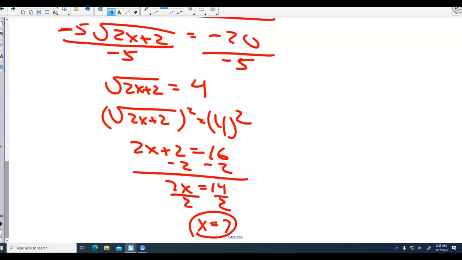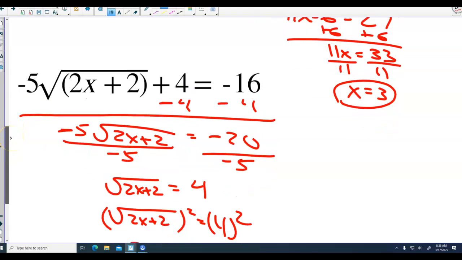And there's your answer. And once again, plug it in. 2 times 7 is 14, plus 2 is 16. The square root of 16 is 4. 4 times negative 5 is negative 20. Negative 20 plus 4 is negative 16.